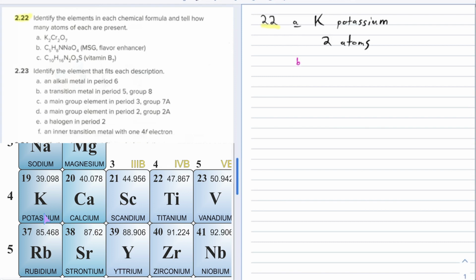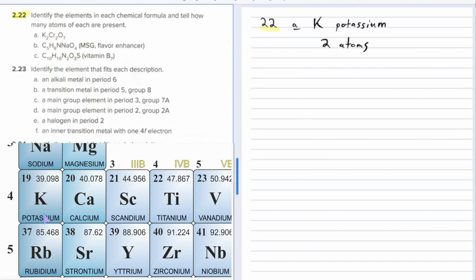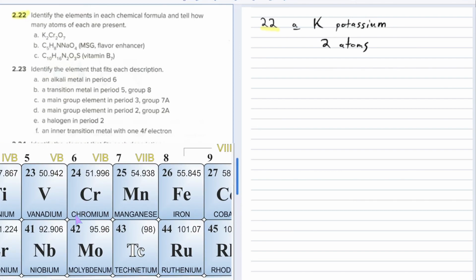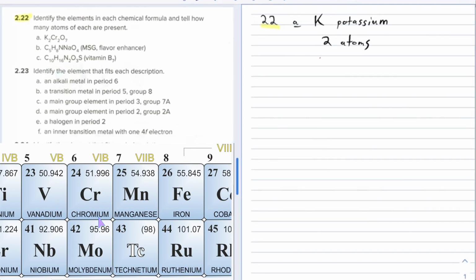Whoops, we forgot to finish A. So Cr, that's looking on the periodic table. It might take you a while to locate these things at first, as you first learn chemistry, but eventually you'll get to know a lot of the elements and where they are. Don't worry about memorizing all of them, but Cr is right here. It's another metal, and this is the element chromium. So Cr, chromium. And you also got 2 atoms of that.